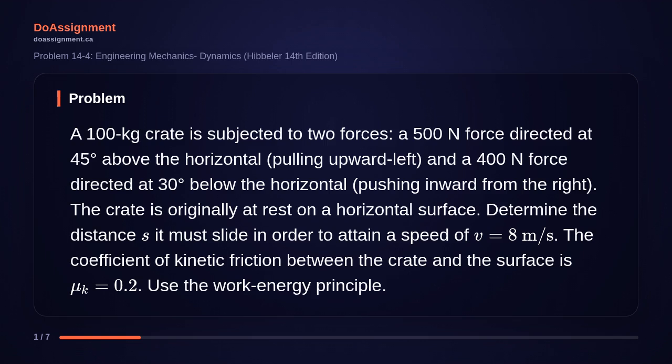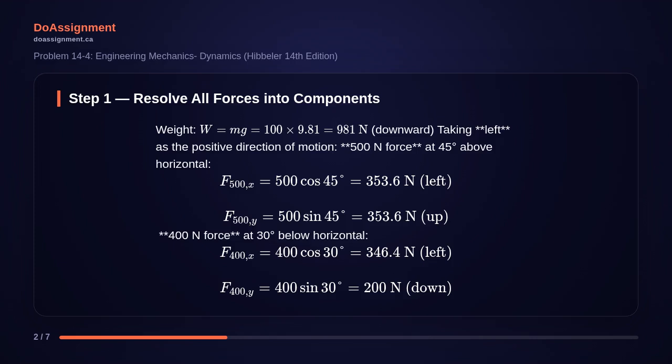Now let's work through the solution step by step. First, let's resolve all forces into horizontal and vertical components. The weight is 100 times 9.81, giving 981 newtons downward, taking leftward as the positive direction of motion.